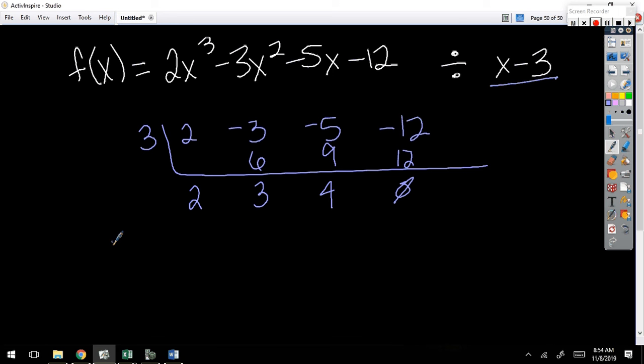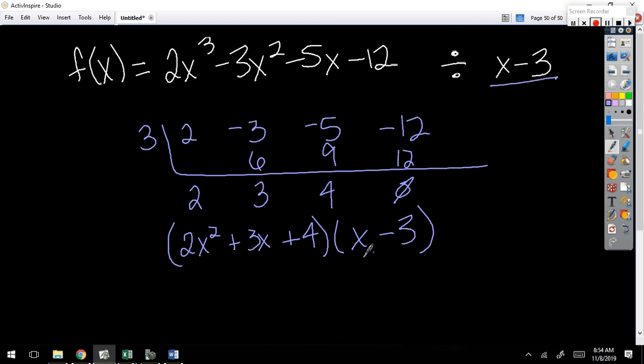All right, I want you to look at this just a second. I want you to think about something. We know when we divide this, we get 2x squared plus 3x plus 4, right? What can you multiply that by to get back to 2x cubed minus 3x squared minus 5x minus 12? So do we all agree that this is the same thing as this?